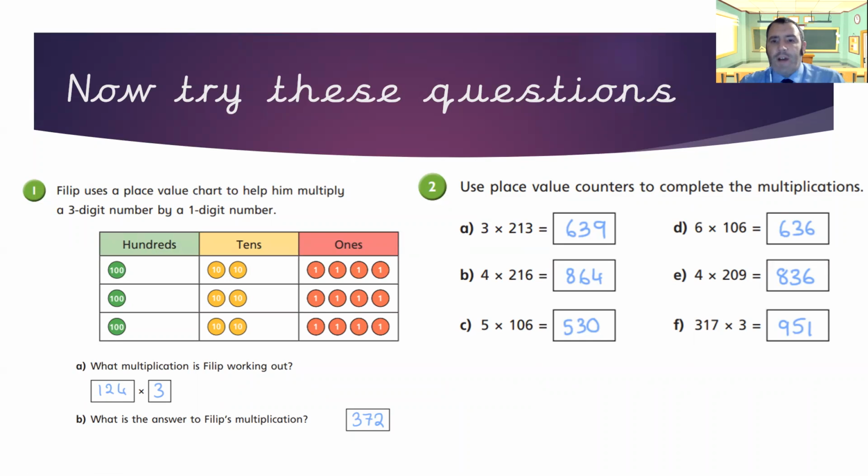You should have used place value counters to complete these multiplications, whether you've drawn them out or whether you've got some coins, whichever was working for you. How did you get on? Give yourselves a mark out of 6 for this one.